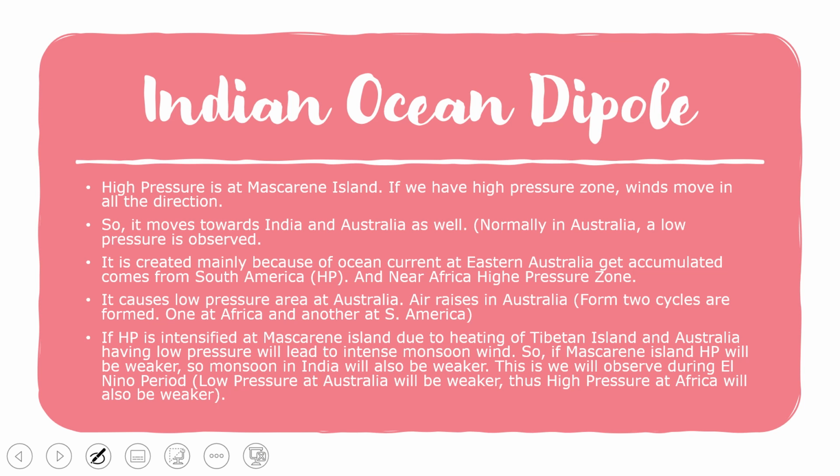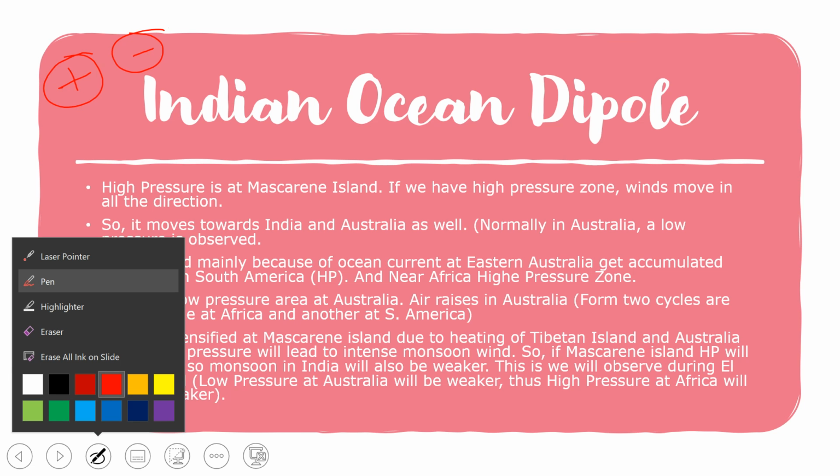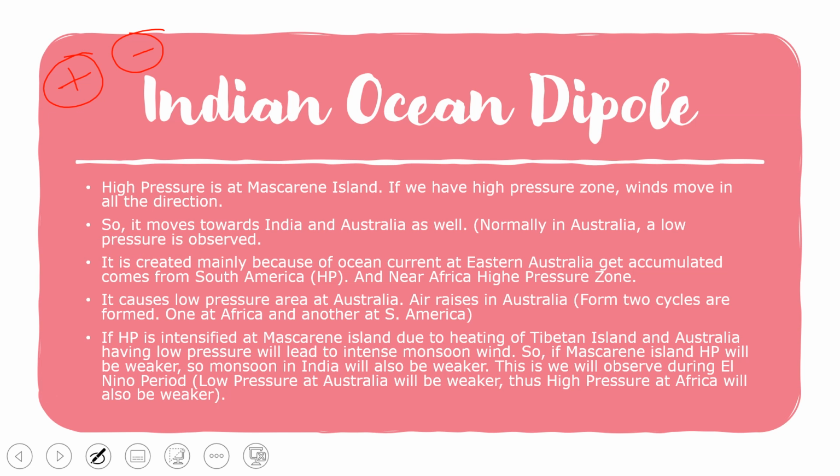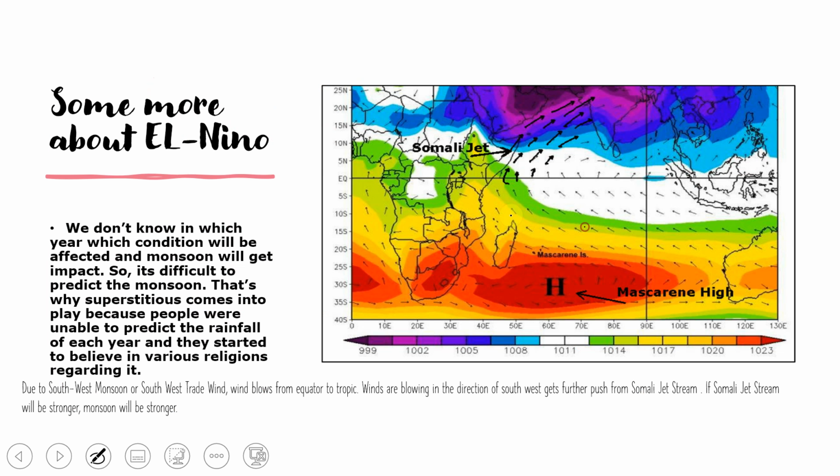See, the Indian Ocean Dipole is termed positive or negative. Positive means if there is very heavy rainfall in the Mascarene Island region, then we call it a positive Indian Ocean Dipole. And if it is negative, then there is less rainfall. So this is our Mascarene Island, and here we will have a high pressure area, and the low pressure area will be seen on the Australia side.